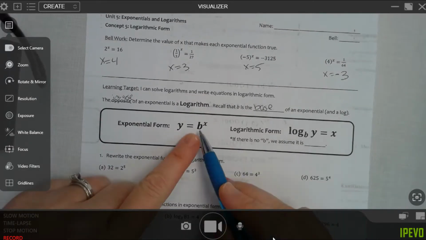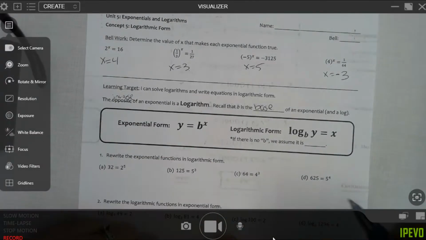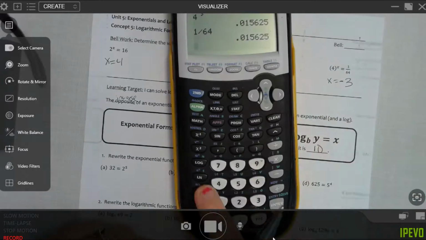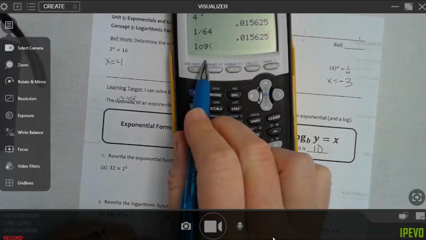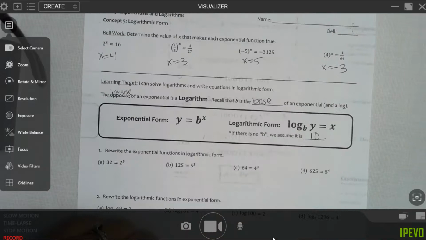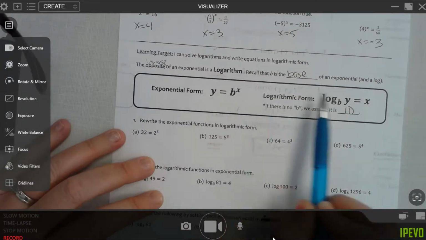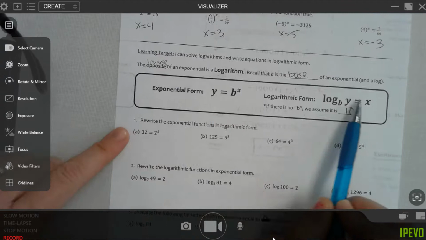So right here, there's your base, and if there's no b, we always assume it's a 10. So like my calculator right here, if I type in log, there's no base. It's assumed base 10 when that happens. So all we're going to do is rewrite into our two different forms right here. So these are just different forms.